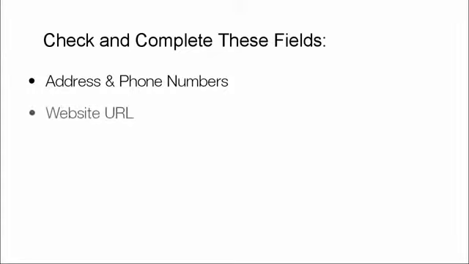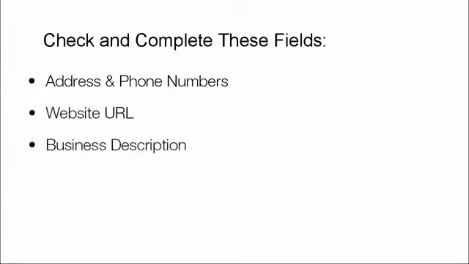The first thing you want to do is make sure that the address and contact numbers are all correct, and make sure that they exactly match what you show on your website, because the search engines use this information to help correlate listings with websites. You'll also want to make sure the URL shown in your business listing matches your current active website.